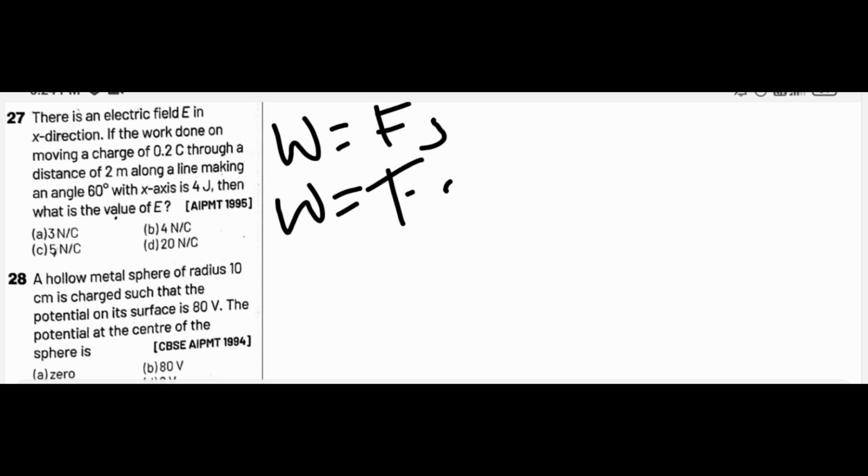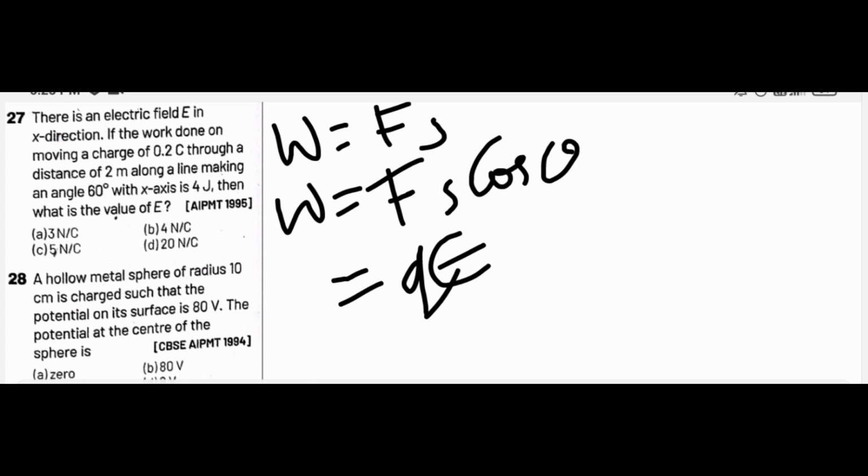How are work done and electric field related? You know, work done is equal to Fs from mechanics. Again, work done is equal to Fs cos theta, because they are given in terms of the angle, we can take this for the calculation. How are force and electric field connected? F is equal to QE, you know this. So you can write work done is equal to QEs times cos theta. Again, cos 60 is given.